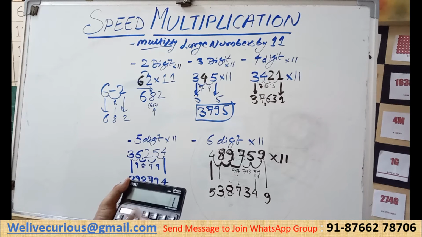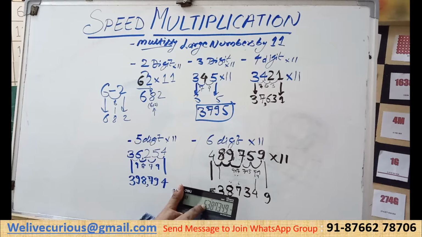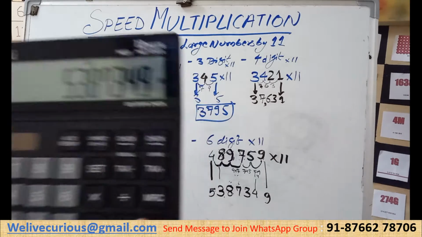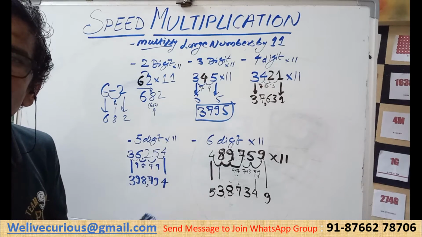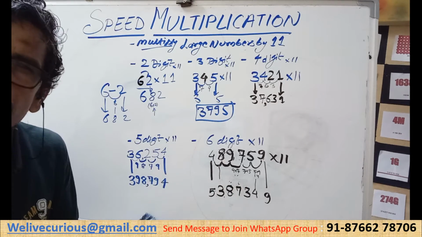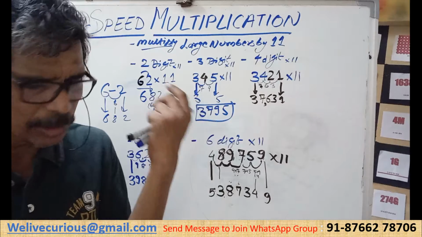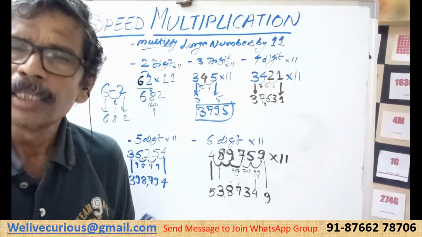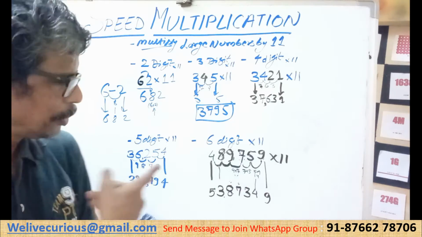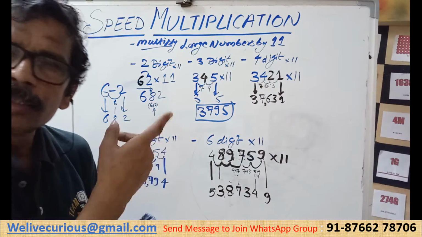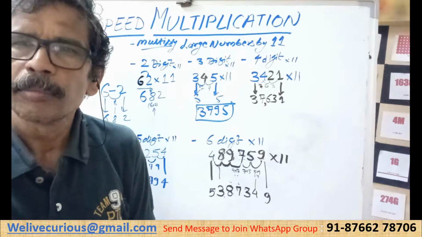489,759 multiply 11 is 5387349. You would not need a calculator to do it. And what did we achieve? Nothing. Nobody is going to give us any marks. Nobody is going to give us a pat on our back. You see how much pride you feel in your heart when you do this kind of question. That pride will keep you moving forward.